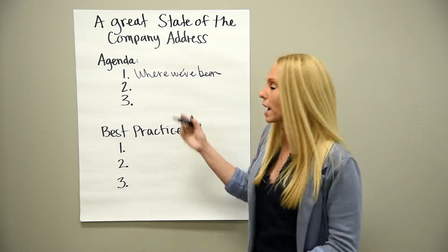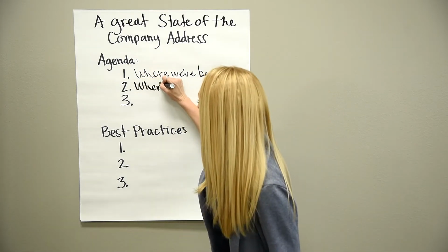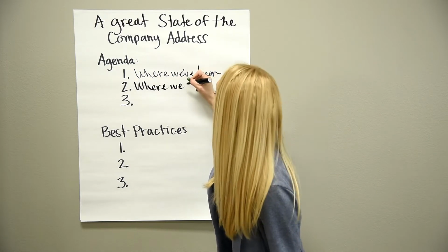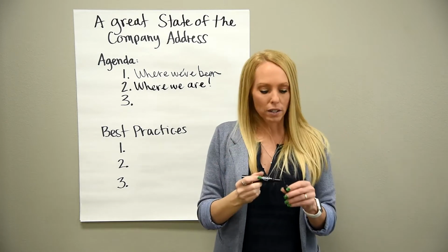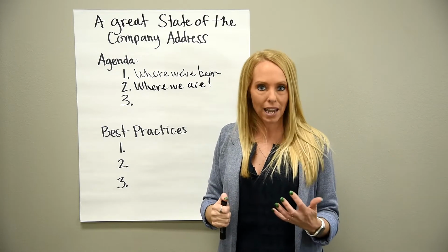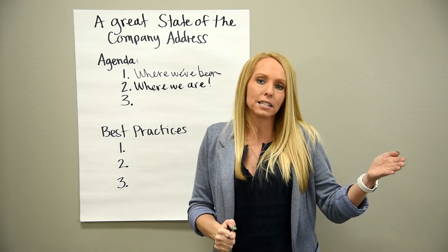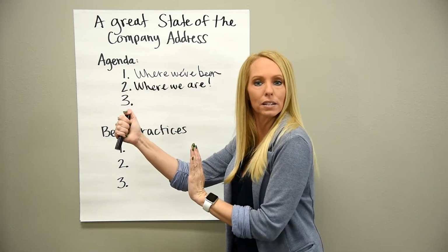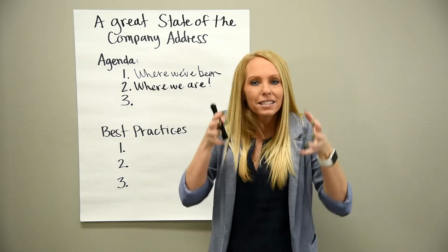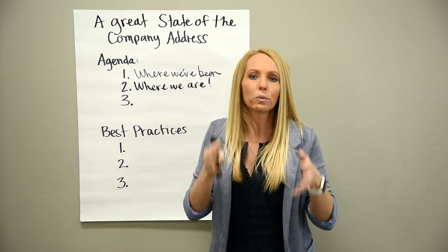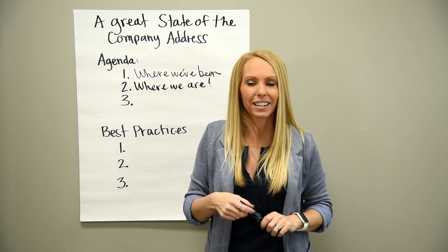Your next agenda item is where we are. This is where you're going to talk about the present day and the next 90 days. So where we've been is maybe the last 90 days, and really forever. You can do that. But where we are, it's this 90 days. What's going on right now? What are we working on in the next 90 days?